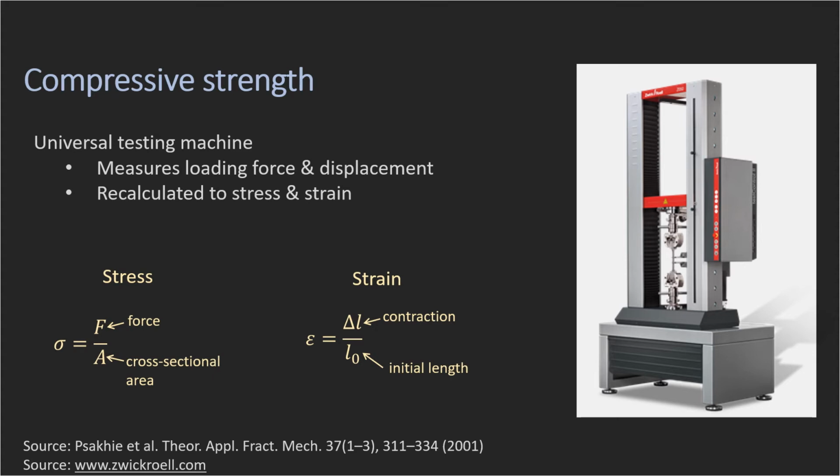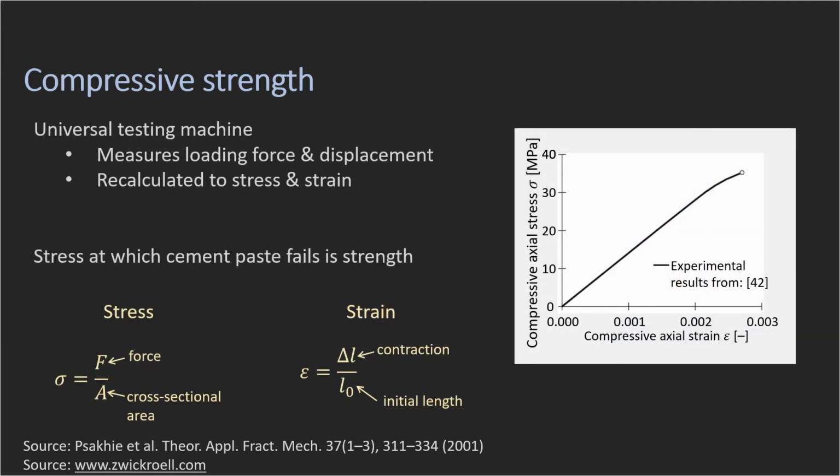Uniaxial compressive strength of a cement paste can be obtained experimentally by testing cylindrical samples with a universal testing machine. During testing, loading force and displacements are measured. These are subsequently recalculated into stresses and strains. Stress is applied force over cross-sectional area of a sample, and strain is a ratio of contracted and initial length. So, the output from the compressive strength test is a stress-strain diagram from which we can read the strength of a cement paste. This is the ultimate stress at which a cement paste has failed.